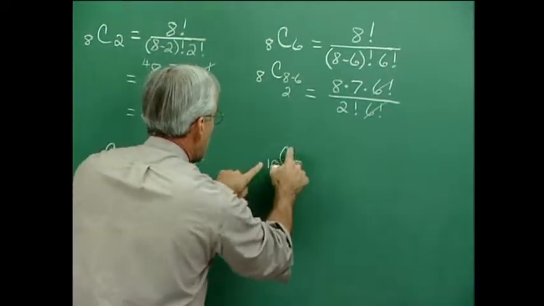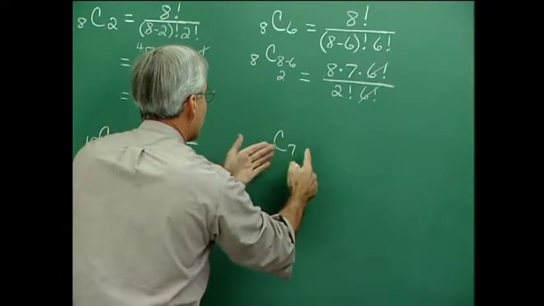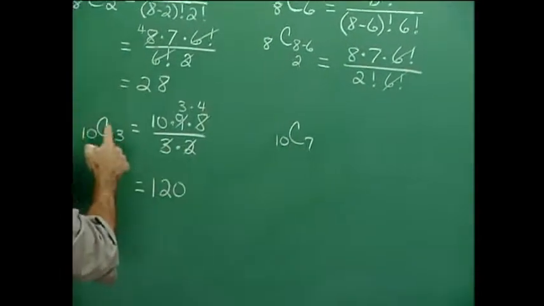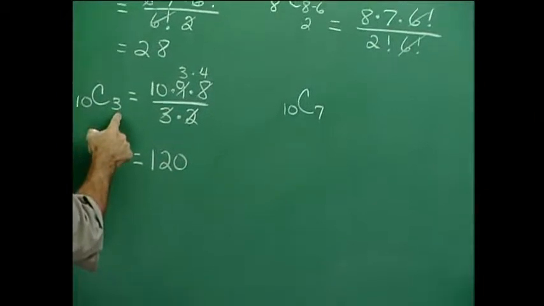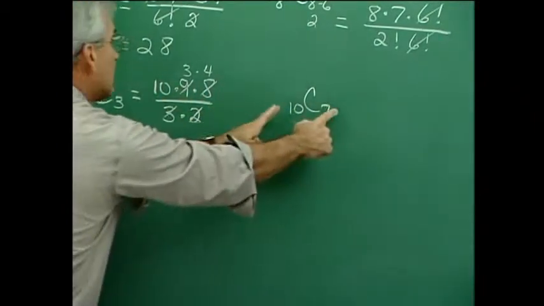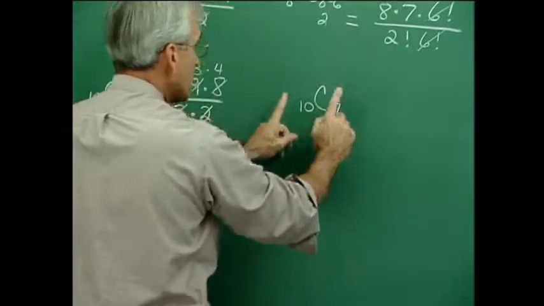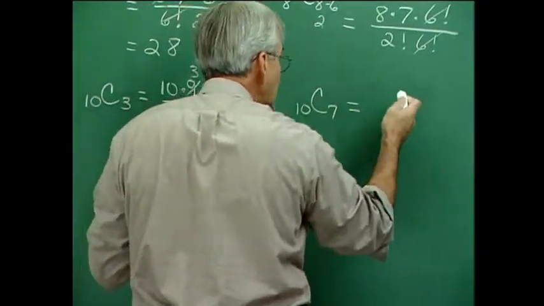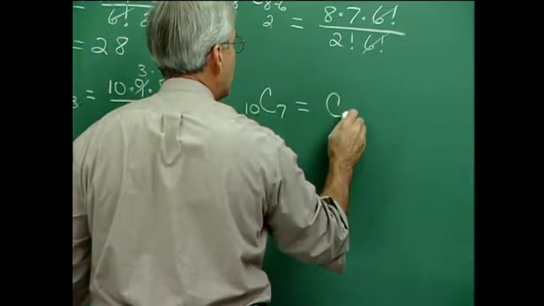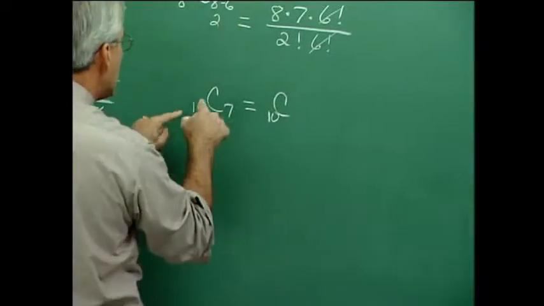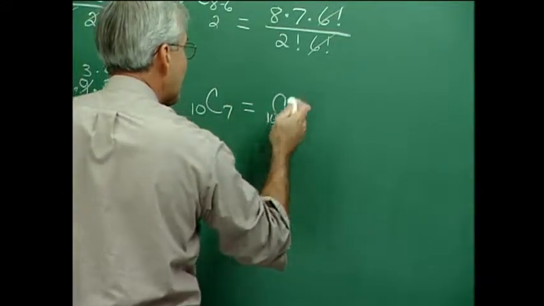Now notice the combination of 10 things taken 7 at a time. Over here we had the combination of 10 things taken 3 at a time. And it turns out that these are equal to one another. So what we would do is adjust this and say, oh, this is the same thing as the combination of 10 things taken 10 minus 7, or 3, at a time.